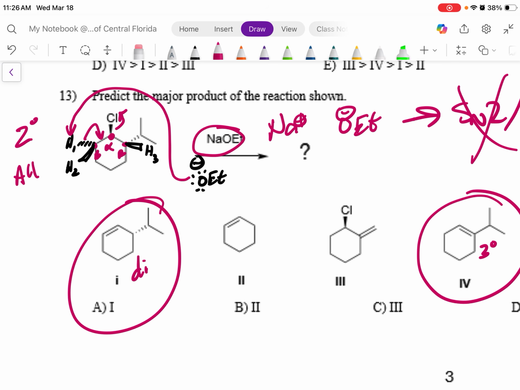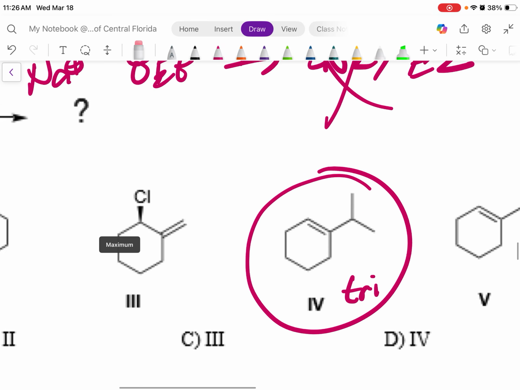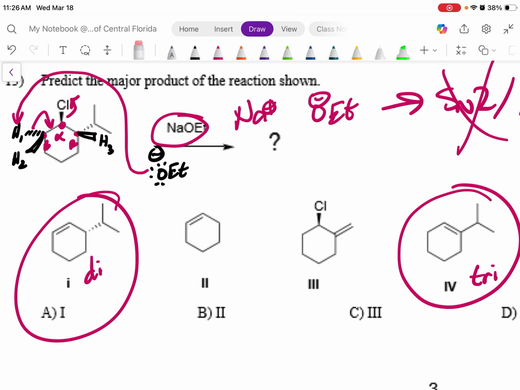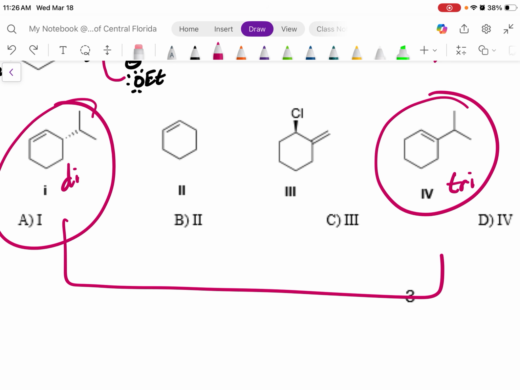And not tri-substituted. We have a tri-substituted alkene, which is more stable than a di-substituted. That is a true fact. If you compared these two products side by side, which one would be the more thermodynamically favored product? It would be compound 4.